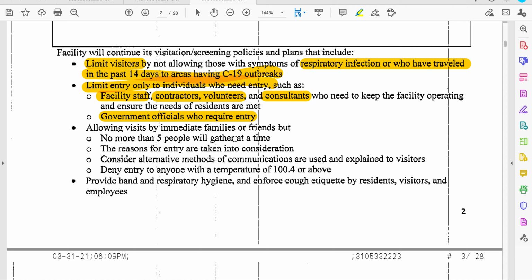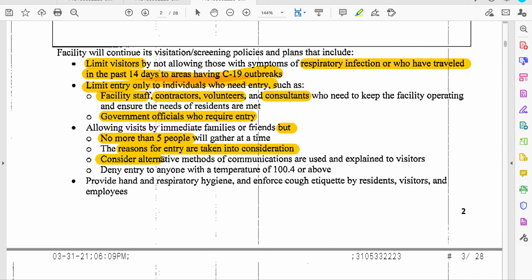Allowing visits by immediate families or friends is acceptable, but no more than 5 people will gather. The reasons for entry are taken into consideration. Meaning, if there is a visitor that wants to visit a patient to drop off something, they can leave it at the front door. They can leave it with one of the caregivers. They don't necessarily need to enter into our facility or meet with the family or friends.